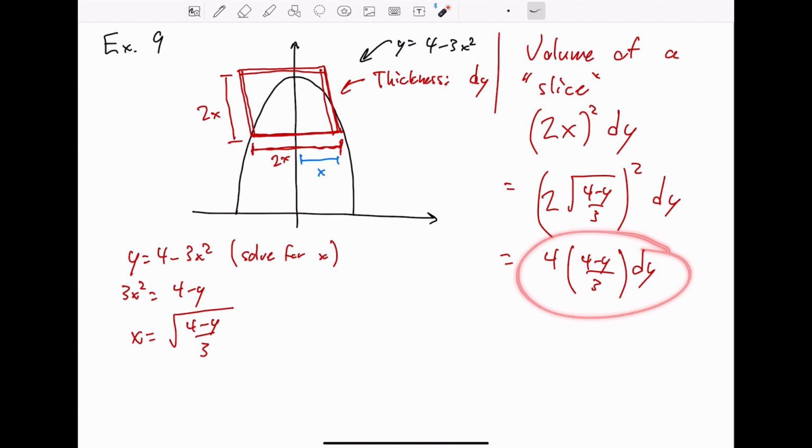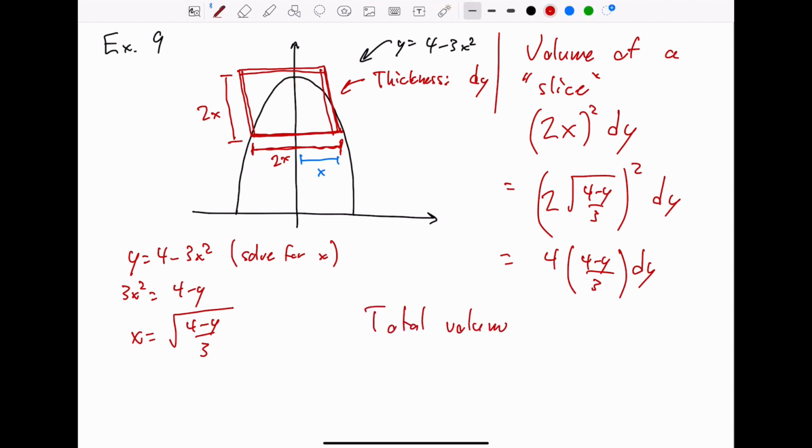Once we've got this, we've really done the majority of the work. In order to find the total volume, I just need to add up all these representative volumes by using an integral. I'm integrating with respect to y. So I start from a y value of 0, and I add up volume until I get to the total height of this figure. That's a y value of 4. If we plug in x equals 0 here, we get y equals 4. That's this y value here. So the total volume is the integral from 0 to 4 of all these representative volumes, 4 times (4 minus y) over 3 dy.